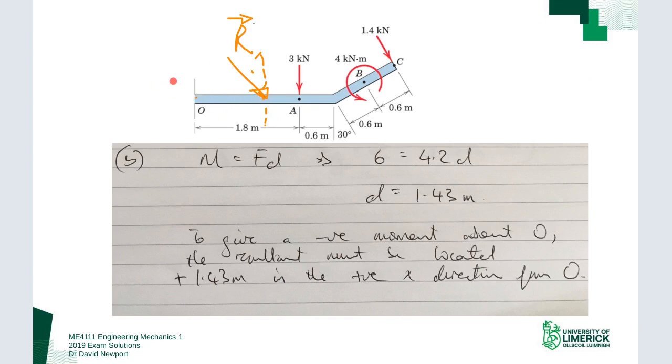If you took the i hat term in this here, instead of the 4.2, you took the 0.7, what you'd be figuring out is where it cuts up here. So I'd be working out this distance here, relative to point O. Whereas what we worked out was this distance here, which is the 1.43.